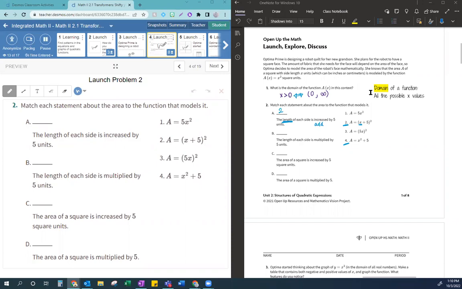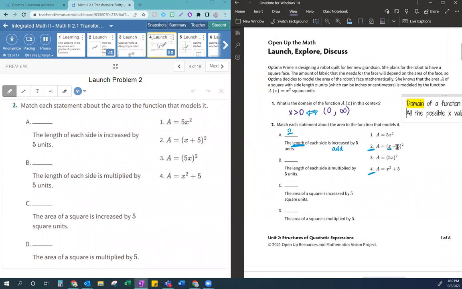Okay, next one. The length of each side is multiplied by 5. Well, multiplied just means multiplied. But if you look, I have 2 multiplied. I have this multiplied, and then I have this multiplied. Okay, wait. Physically, what's the difference between those two? Physically, what's the difference between this guy here and this guy here? What's the difference?